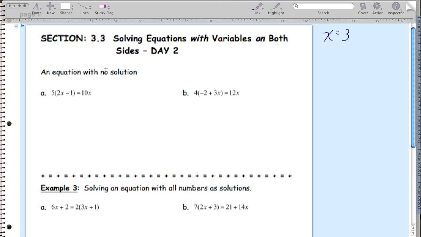There are two other cases. One case is an equation with no solution, meaning there is no number in the entire universe that I could plug in for x here and here that would make this equal. And let's see what that ends up looking like.